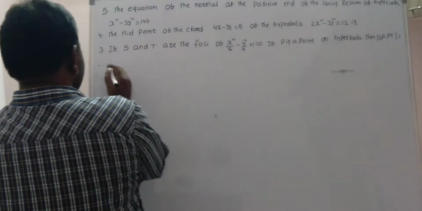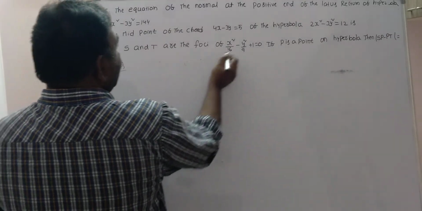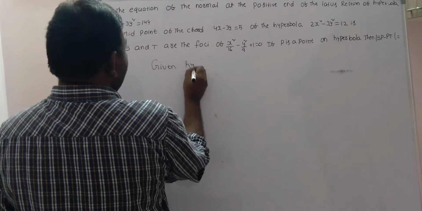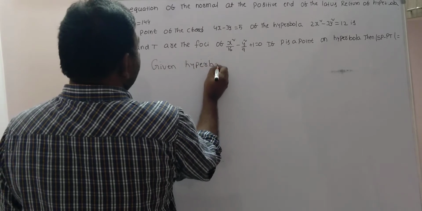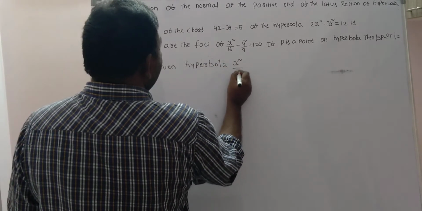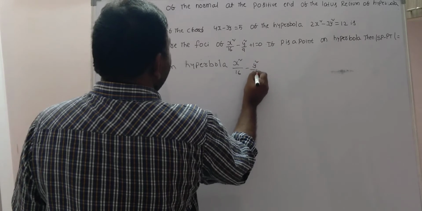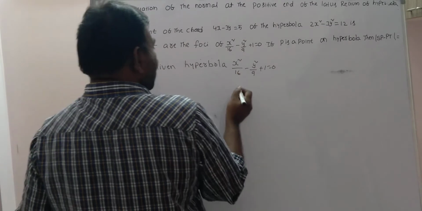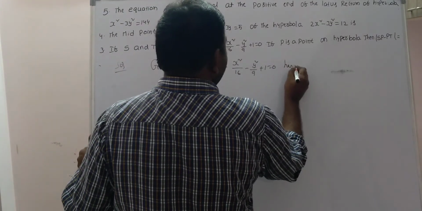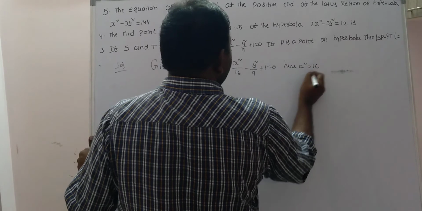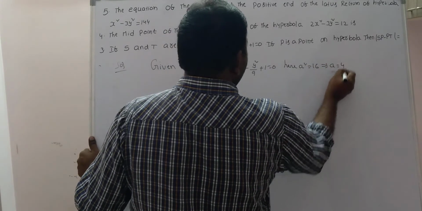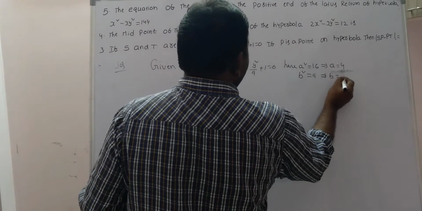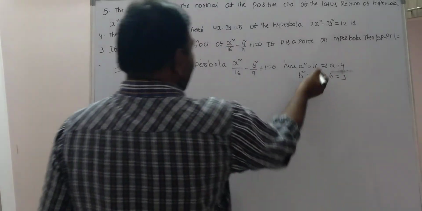Now I explain the third sum. Here the solution, given hyperbola x square by 16 minus y square by 9 plus 1 equal to 0. Here a square value is 16, that implies a equal to 4. Similarly, b square is equal to 9, that implies b equal to 3. Okay, we get a and b.